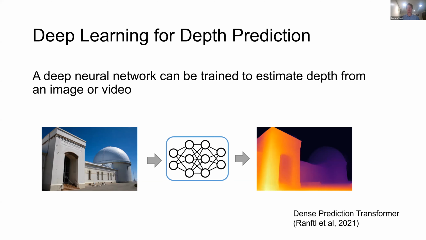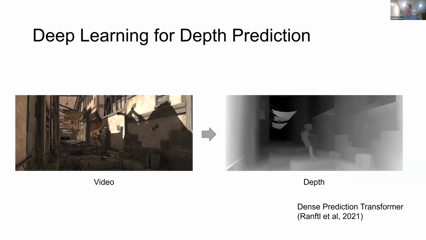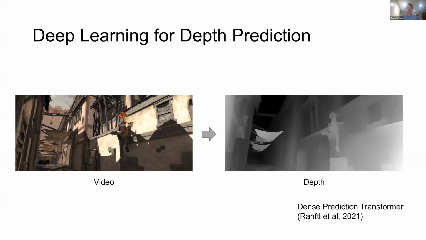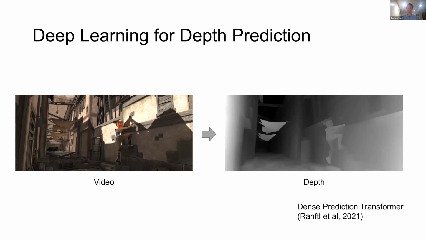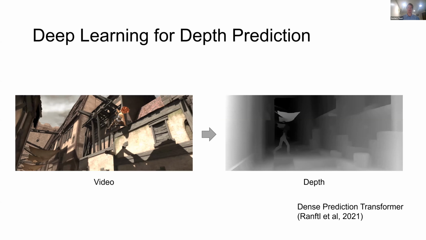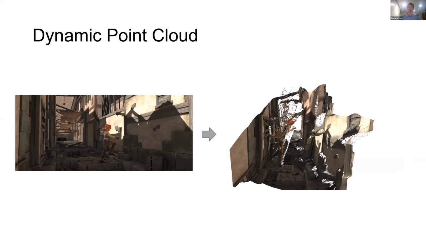And this has been done with a good deal of success. Maybe one of the most successful applications of this is deep learning for depth prediction. For depth prediction, we can take a deep neural network and train it to estimate depth from an image or video. If we take the DPT, which is the latest transformer-based depth estimation network, trained on a combination of 10 different data sets, we can get this kind of result. And this looks fairly good.